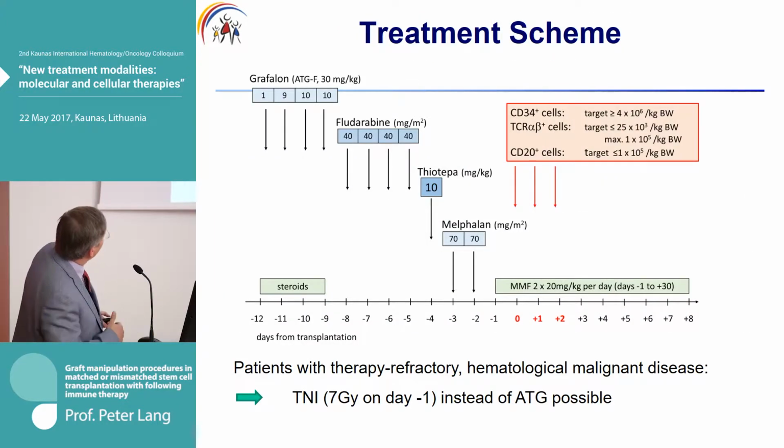And this is the current treatment scheme. It is very similar to what I showed you before. Our aim in this trial was to give at least 4 million stem cells with less than 25,000 alpha-beta T cells. And we introduced a short single-agent immune suppression with mycophenolate mofetil until day 30.